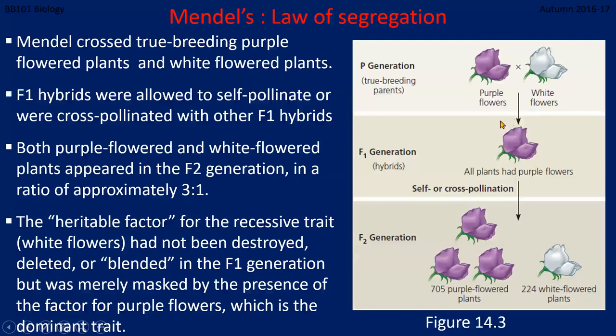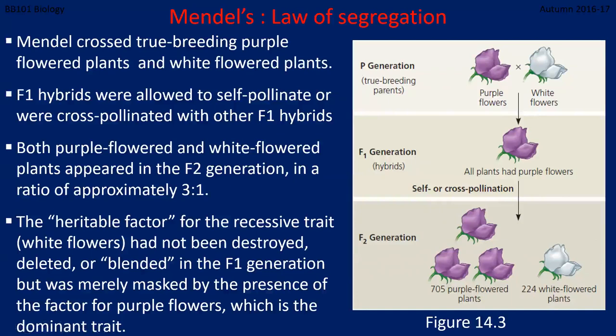Then the purple color is over here, and then again he went for self-pollination between these purple flower plants. In the next subsequent generation, that is the F2 generation or second generation, what he saw is approximately 3 purple flower plants versus 1 white flower plant. That is kind of intriguing.